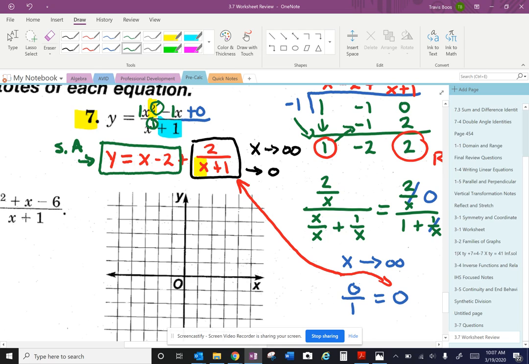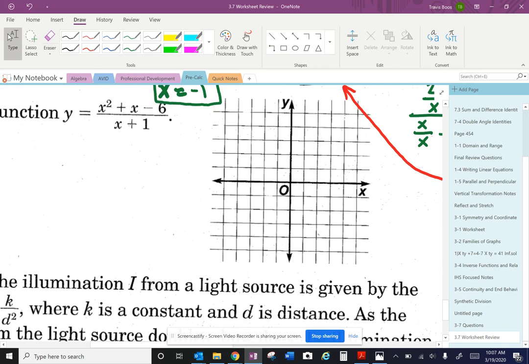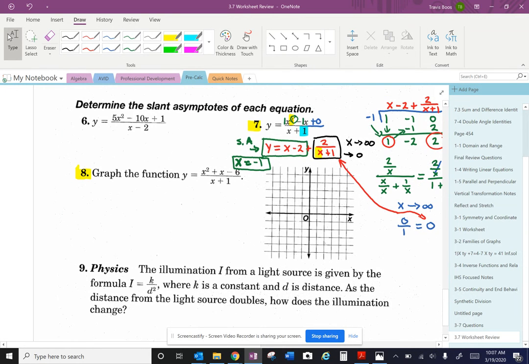And I also have an asymptote where, let me erase this, where the denominator is 0, and so I know that x equal to negative 1, that's also a vertical asymptote. So there's two asymptotes there. Let's move on to number 8.